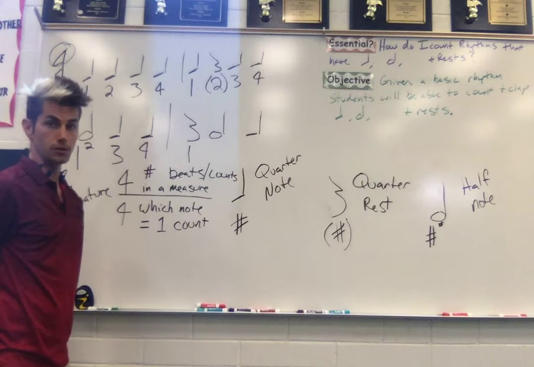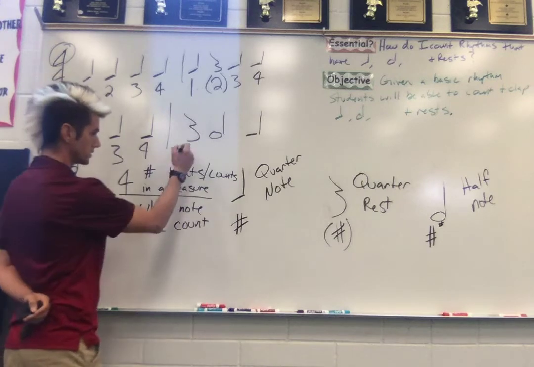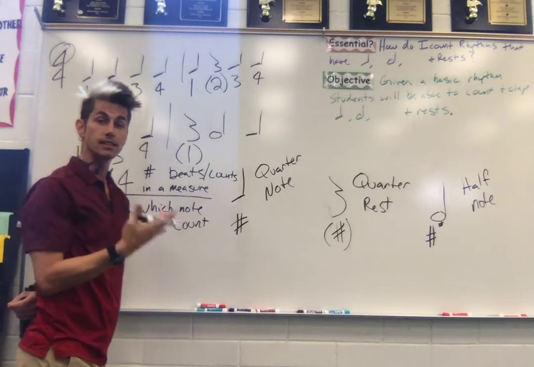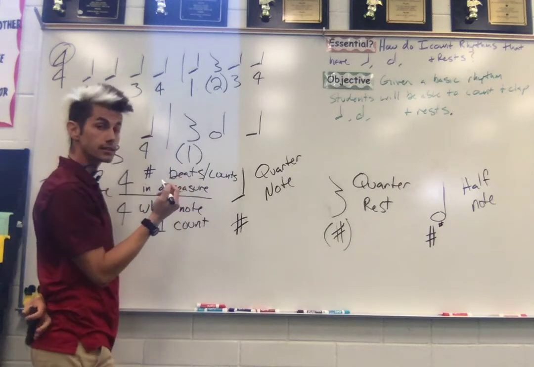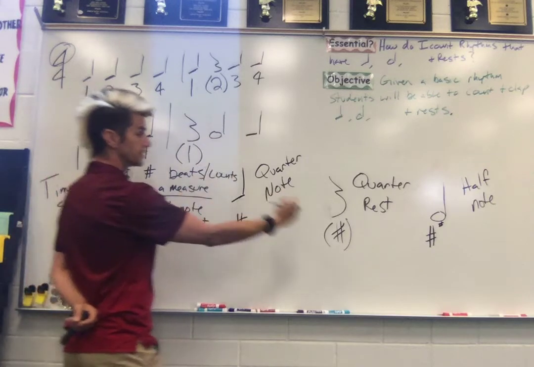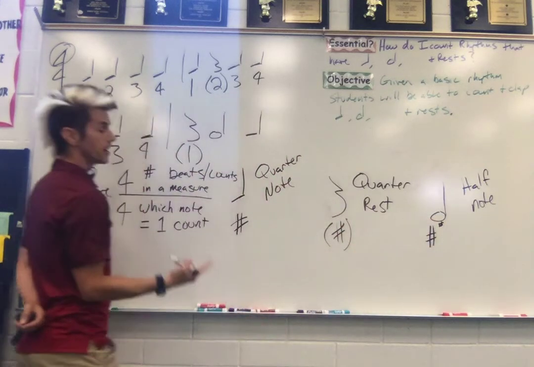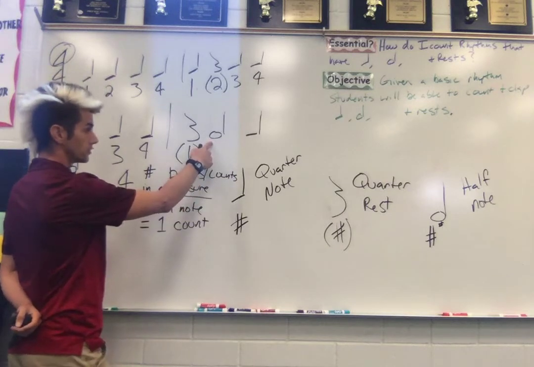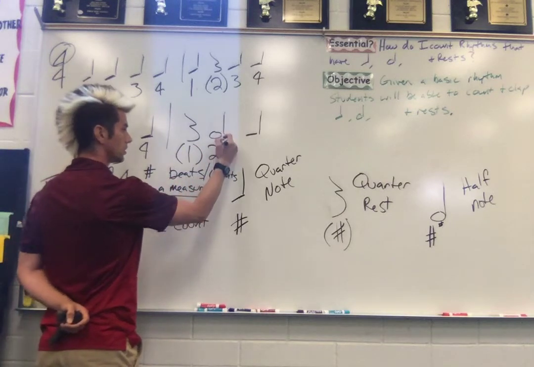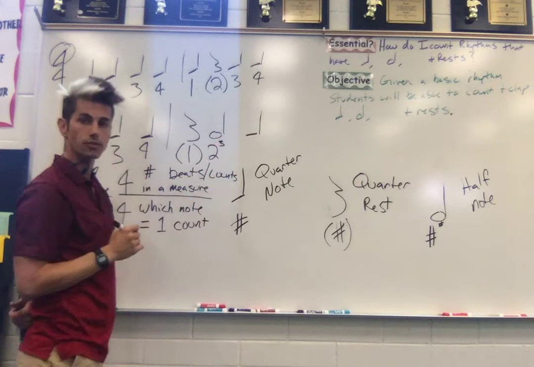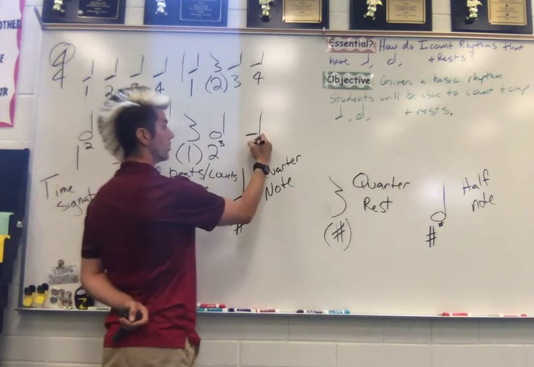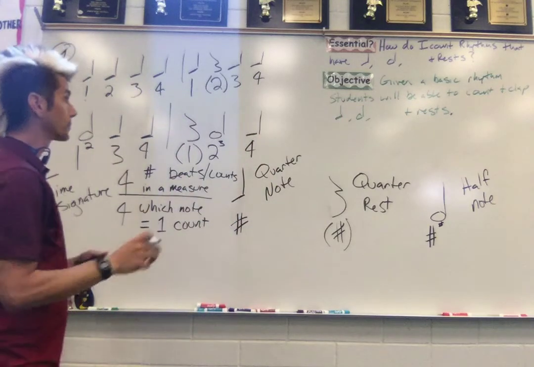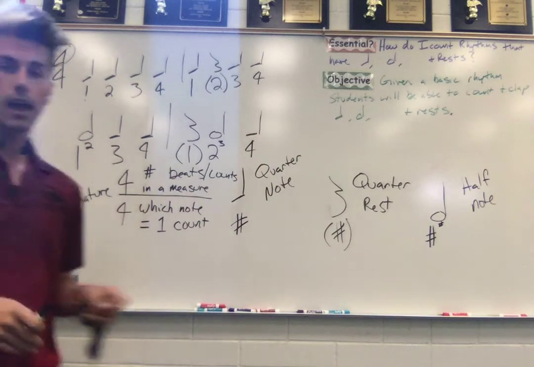So we put it in parentheses, to show that it's silent, but it still has length. It's just silent. Half note: it gets a big number and a little number. It gets 2 counts. So we're going to put whatever's next: 2, and then a little 3. And then whatever comes after that, 4. And we're done. So now, how do we clap and count those?